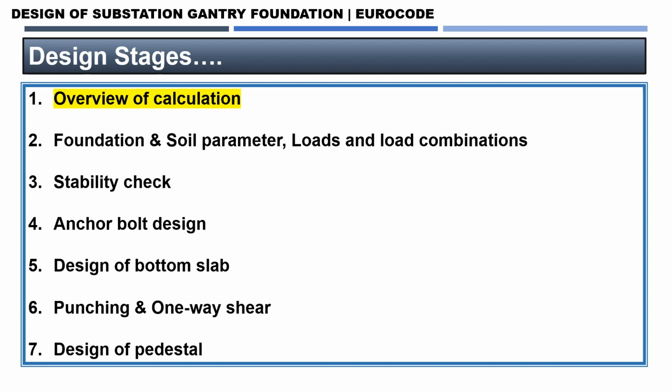In the fifth stage, we will be discussing the design of bottom pad or bottom slab. The sixth stage is punching and one-way shear. And finally, we are going to conclude with the design of the pedestal for this entire substation gantry foundation in Eurocode. Let me look into that overview of calculation in Excel sheet.